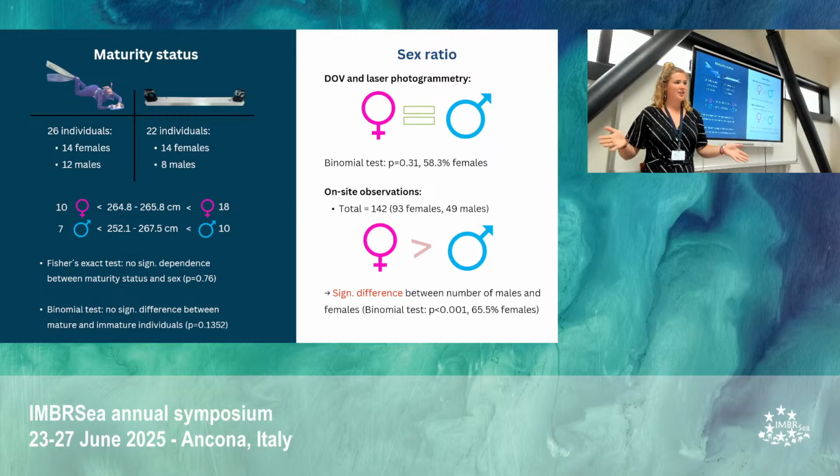Now looking at the sex ratio, for these individuals, I also couldn't find a difference between the number of males and females. But I also did some on-site observations during 28 dives, where I determined the sex ratio of the biggest mobile group that was present, which left me with the identification of 142 individuals, and that resulted in a significant female bias sex ratio of 1.9 to 1.